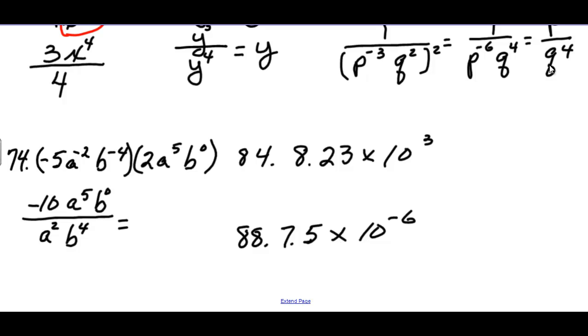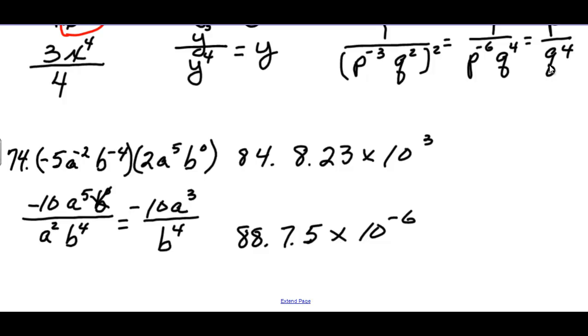The b to the 0 power actually is the same thing as saying 1, but then again, by the same token, that forces the b to be down in the denominator. So I'm just going to scratch that out. And now what we have is a to the 5th over a squared, and when we subtract those, we'll get negative 10a to the 3rd power, and our b to the 4th remains in the denominator. So it looks like that, negative 10a cubed over b to the 4th.